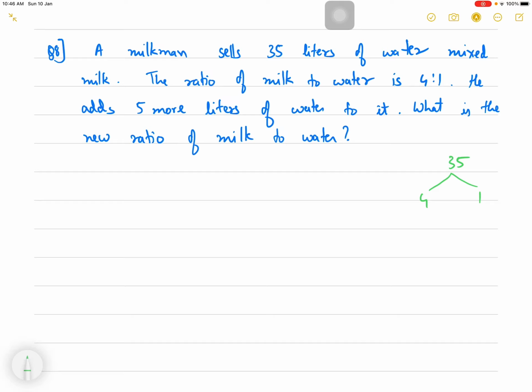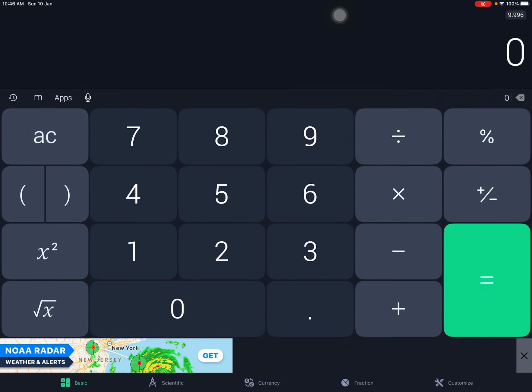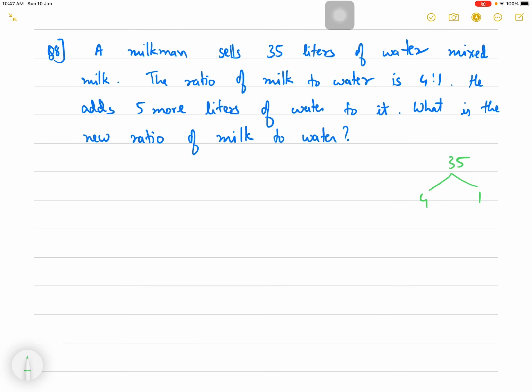So 35, when you divide in the ratio 4:1, it becomes 35 divided by 5 multiplied by 4, 28 liters of milk. So that becomes 28 liters of milk and 7 liters of water. Correct. So now it is in the ratio of 4:1. So he adds 5 more liters of water to it. So he adds plus 5 water.